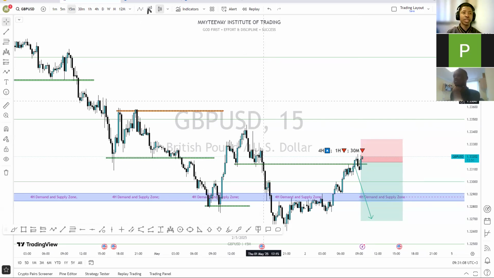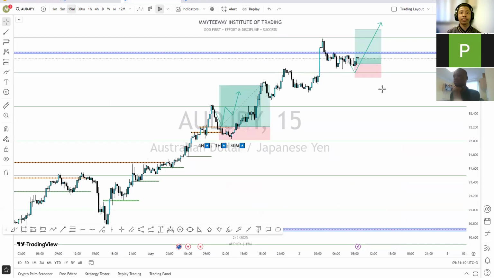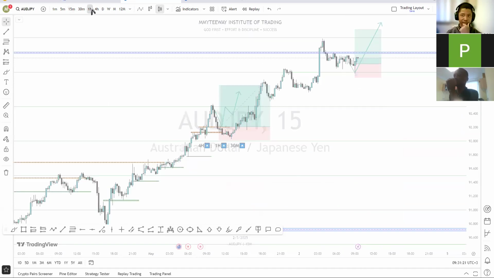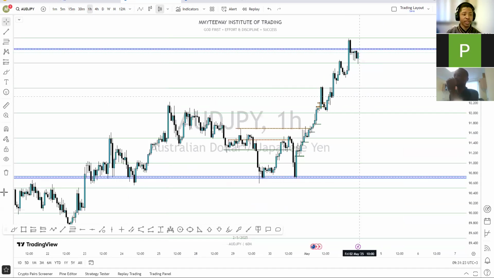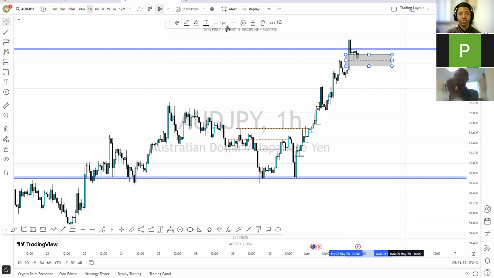And moving on to the other chart, AUDJPY. Our signal on AUDJPY is the same thing. Right now, we are looking at the 1 hour fair value gap. We have a fair value gap right here in the 1 hour. That is our area of interest. So let me just draw it so that it can be seen.